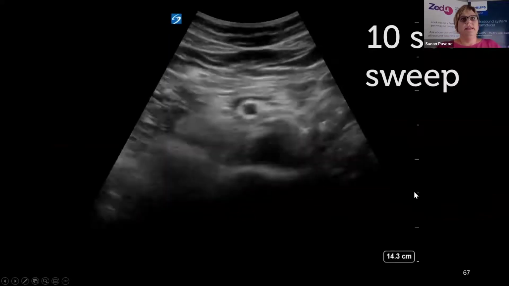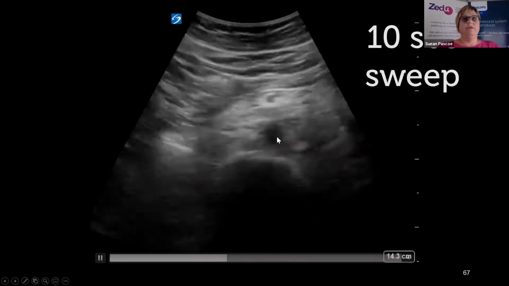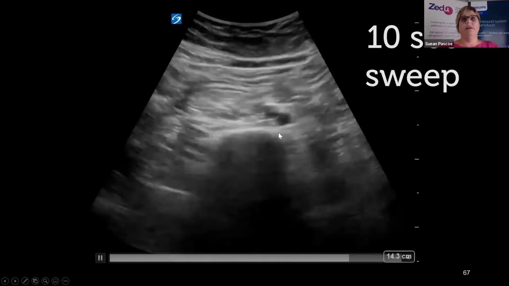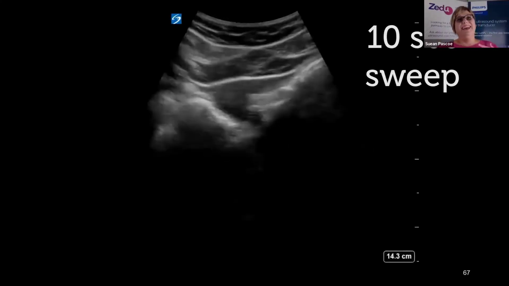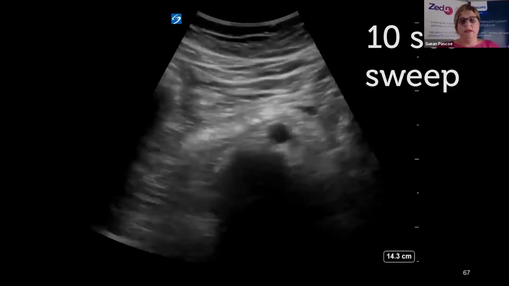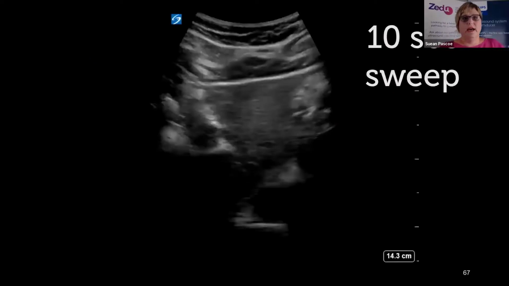So as I said, the 10-second sweep. Keep your eye on the prize here, and then it comes in and out from behind the bowel gas as you're going down. And in 10 seconds, you have an answer about whether there's an aneurysm. The beauty of aneurysms is that it's a big fluid-filled mass, and so they're very easy to see.